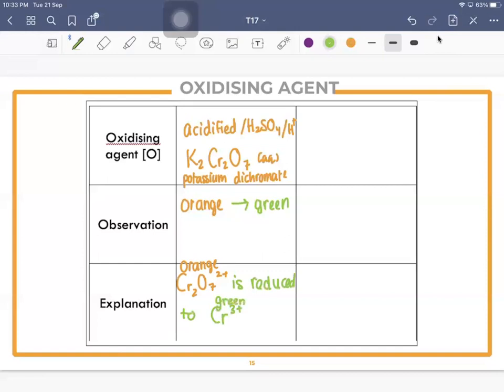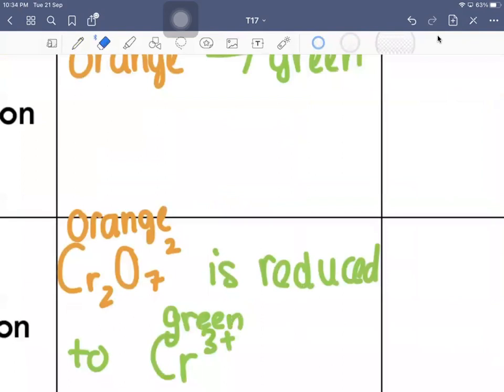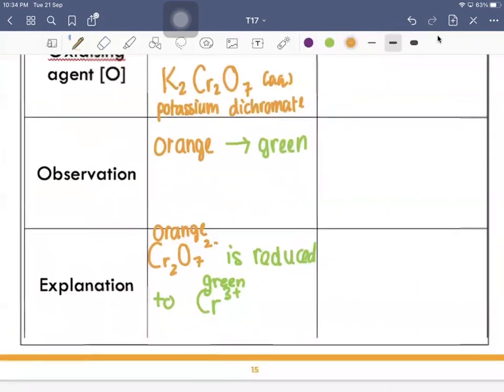So the color change is not actually from the alcohol. It is actually from the oxidizing agent. Cr2O7 2 minus, sorry, it should be 2 minus, not 2 plus, is being reduced to chromium 3 plus ion, which is green in color.